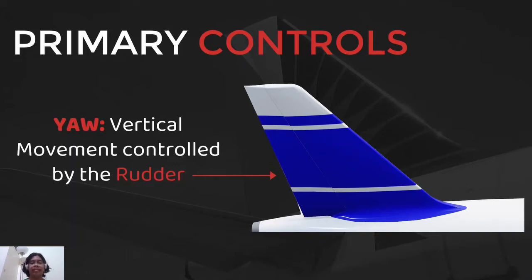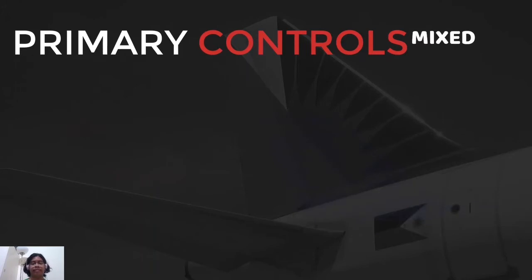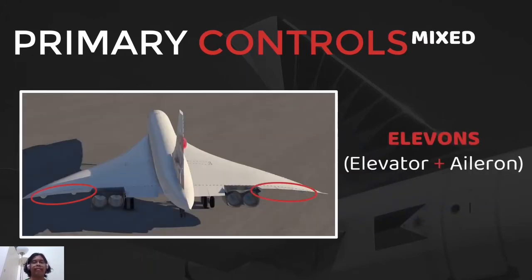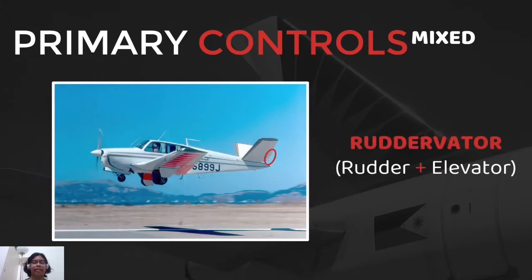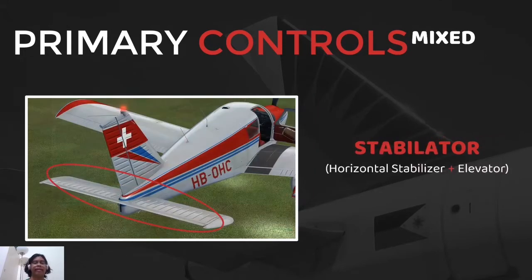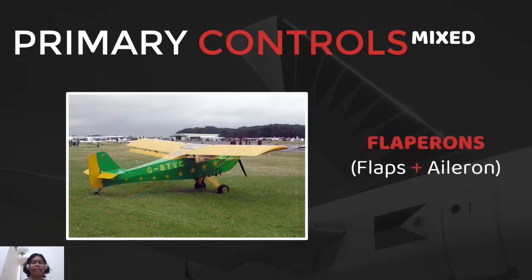Aside from these main systems of controls, there are also mixed options which combine two systems into one. First, we have elevons that combine the functions of elevators and ailerons, commonly used on delta-wing aircraft. Ruddervator means rudder and elevator, commonly used by twin-tail aircraft. And stabilator, which combines horizontal stabilizer and elevator into one piece. There are also combinations of primary controls and secondary controls like flaperons or flaps and ailerons.